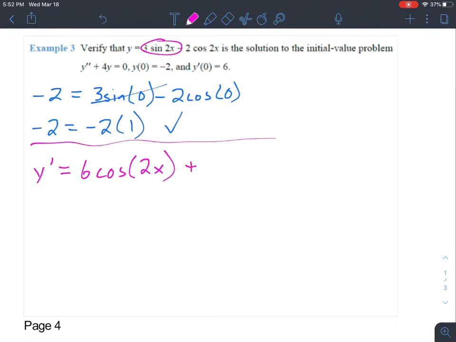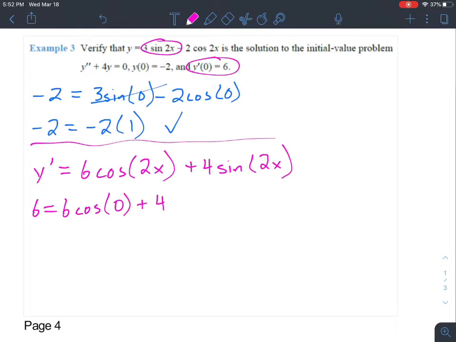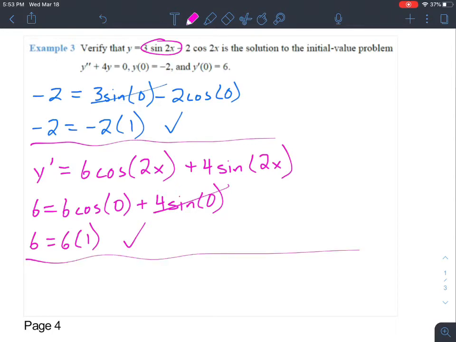Then the next part, we're going to get minus, actually this will be plus, because the derivative of cosine is negative sine, and the two negatives will cancel. So we're going to get plus 4 sine of 2x. Then we should take this initial value and put those in. So y prime is supposed to be 6. We get 6 cosine of 2 times 0, which is 0, plus 4 times sine of 0. That second part cancels. We're going to get 6 equals 6 times 1, and that is true. So there we have shown that the second initial value that we had is also going to work.